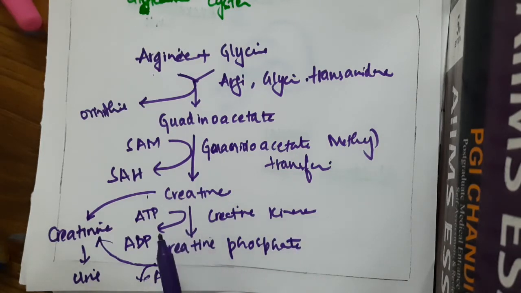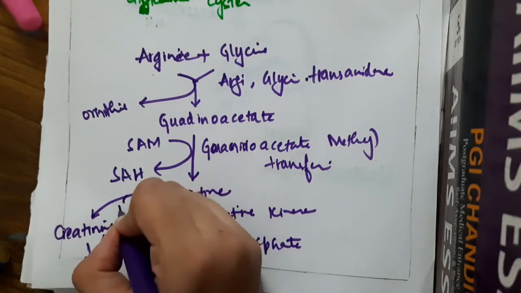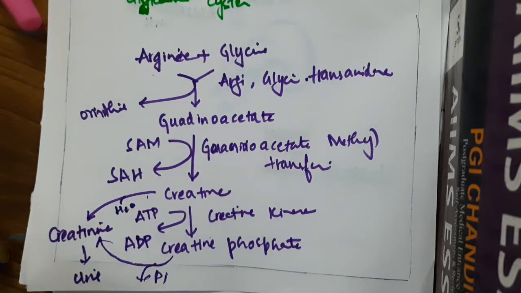In this reaction, ATP gets converted to ADP. Creatine phosphate removes a phosphate group and forms creatinine. Similarly, creatine removes a water molecule and forms creatinine. This creatinine is excreted in the urine.